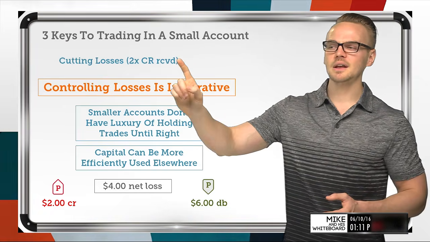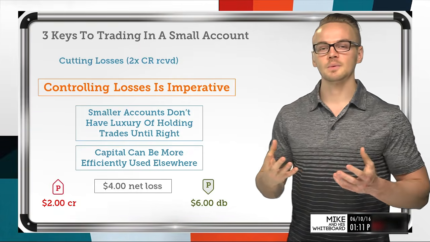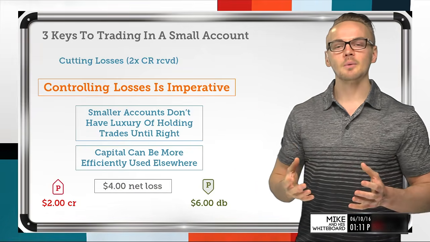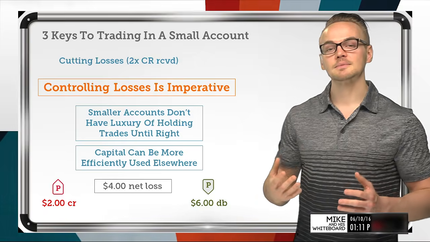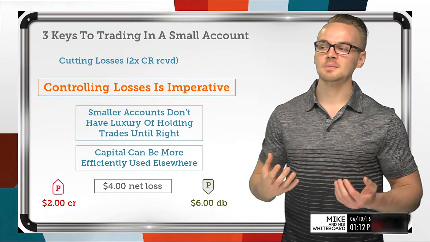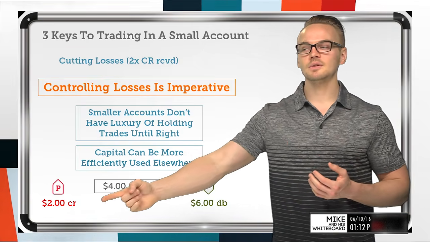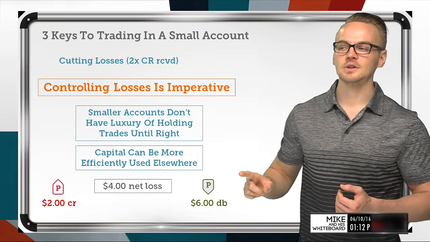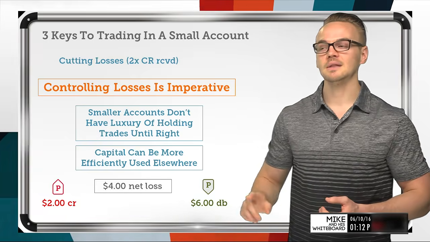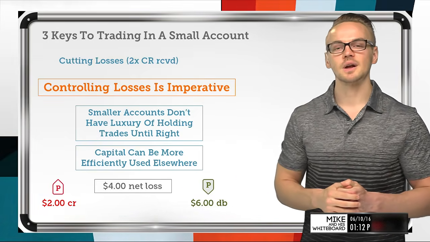So when I say cutting losses at 2 times credit received, really what I'm talking about is the premium we receive. So let's say I sold a put for $2 of credit. If I wanted to get out of the trade at 2 times credit received, I would actually put in a resting order where I would be buying back that put for a $6 debit. Because if I sold the put for $2 credit and I'm able to close it out for a $6 debit, that's actually a $4 net loss. And that net loss is really what we're looking for when we refer to our 2 times credit received.